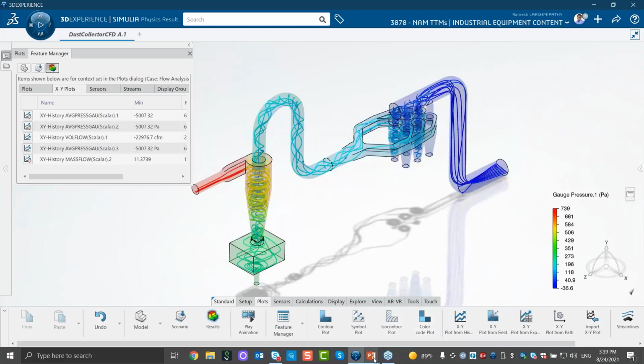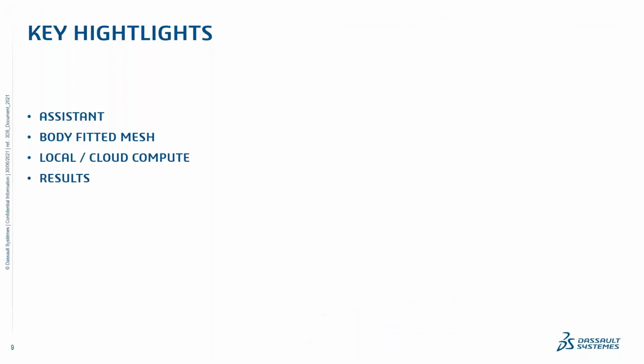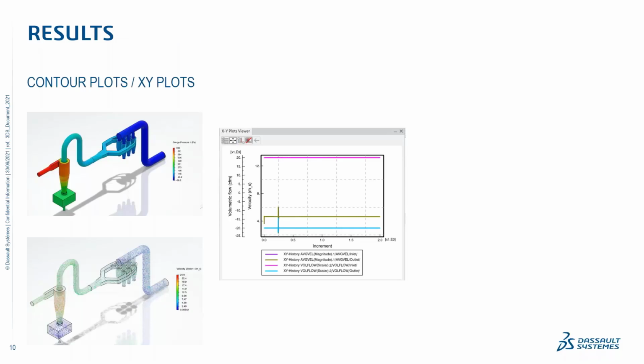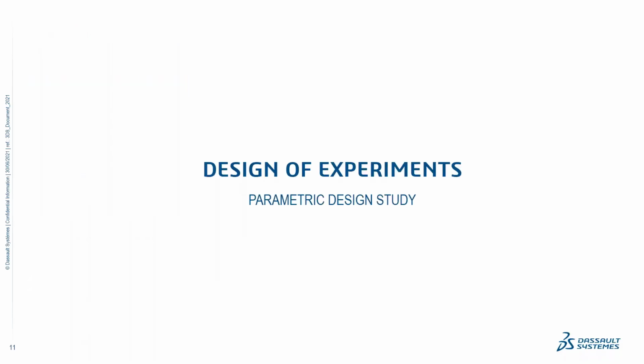All right, so let's go back into the PowerPoint real quick. For this baseline design, we reviewed the assistant, the body fitted mesh. We talked a little bit about the local cloud compute in one of the earlier slides. And we also looked at some key results. So what we want to do is move on to the next step, which is design of experiments.